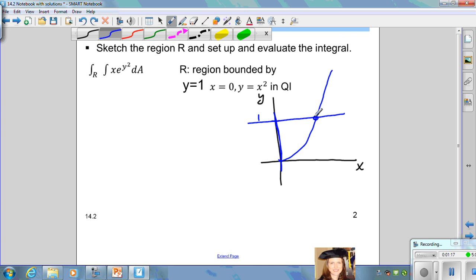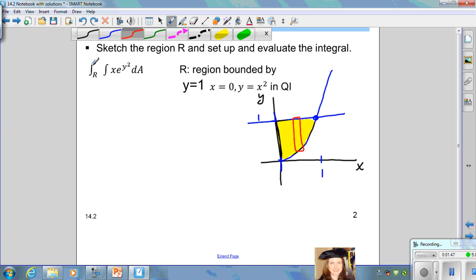And this is going to intersect right here at positive 1. When x is equal to 1, y is equal to 1. So the region is this little region here. And we want to determine the bounds of integration. We can do either vertical or horizontal rectangles. If we do vertical rectangles, then the order of the differentials in our double integral is going to be dy dx.